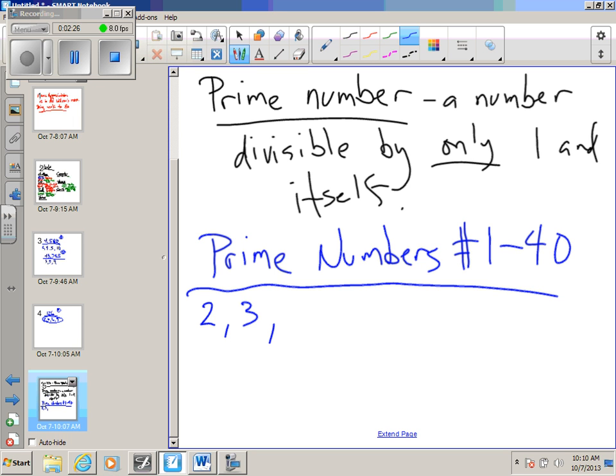5 prime? 7. 9. Oh, because of 3 times 3. 11. 13. 13. Yes or no? Brandon? Yes. 15. 15. Brandon? Because of? 3 times 5. Right. Ends in a 5 or 0. So it's divisible by 5, plus the sum of the digits is 6. Makes it divisible by 3.